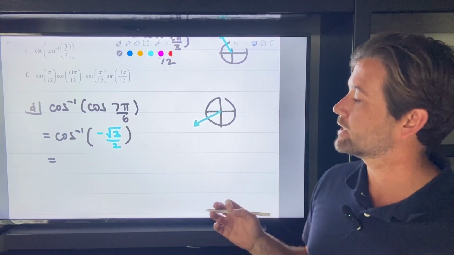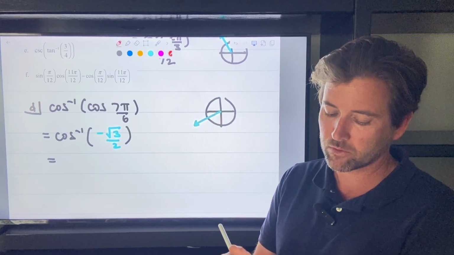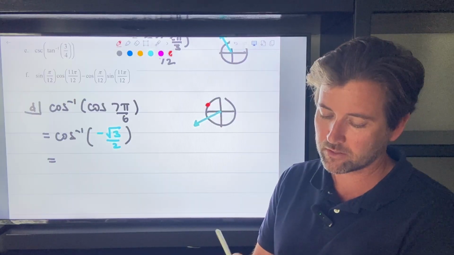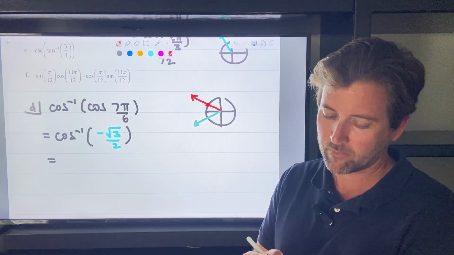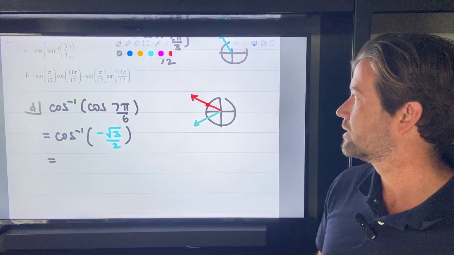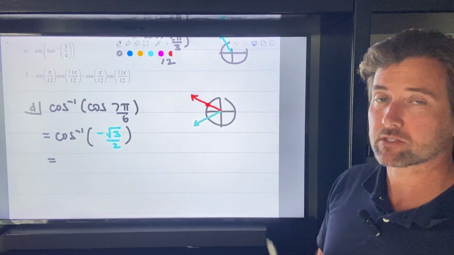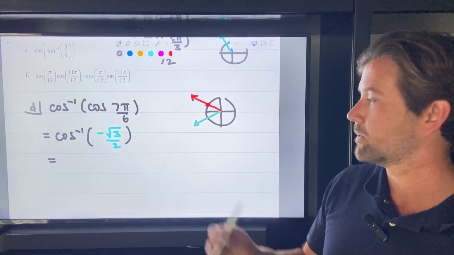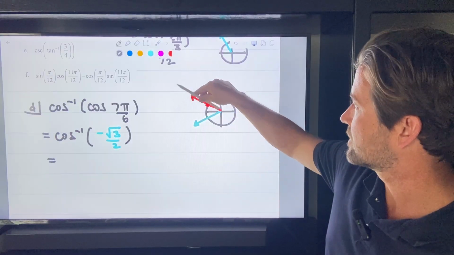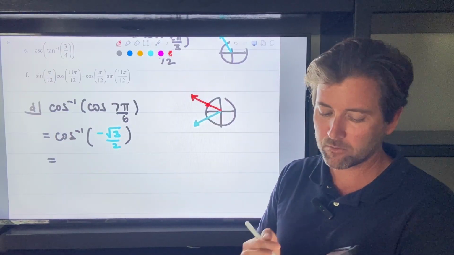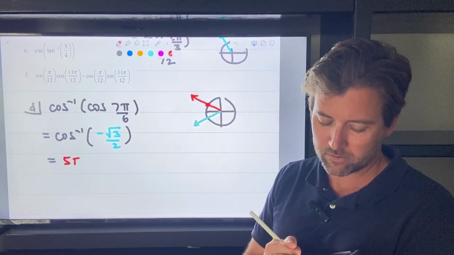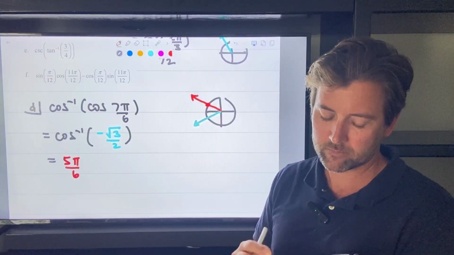Now there's another location on the unit circle that has an x coordinate of negative square root of 3 over 2. It's right here. So arc cosine will output this angle in red because that's in between 0 and pi. So from 0, this angle here in red is 5 pi over 6.